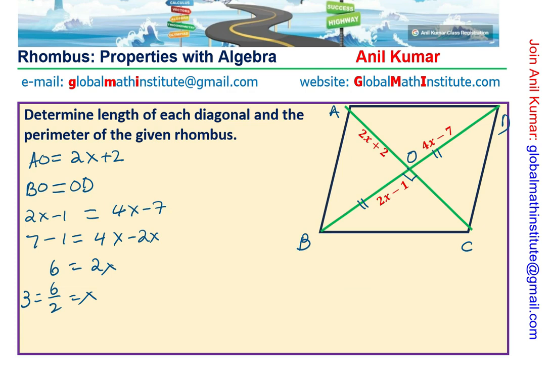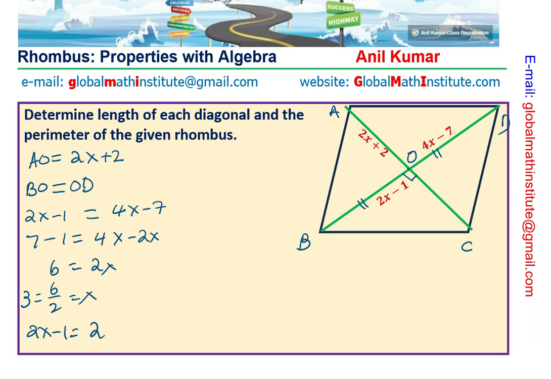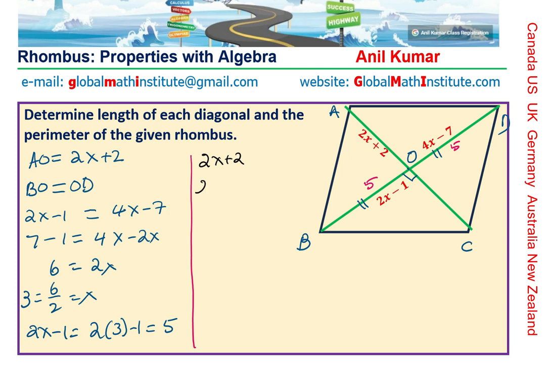Now, 2x minus 1 will be equal to what? 2x minus 1 will be 2 times 3 minus 1, which is 6 minus 1, which is 5. So I can write down this side as 5. The other one will also be 5, correct? How about the side 2x plus 2? Since x is 3, that is 2 times 3 plus 2, which is 6 plus 2, 8, right? So this is 8. The other one has to be 8 for us, right?